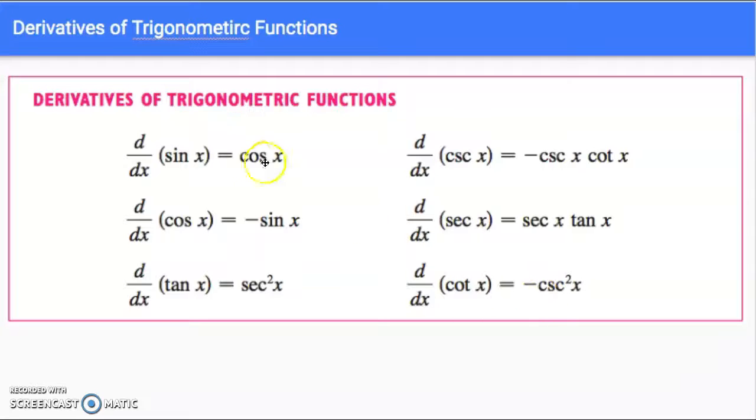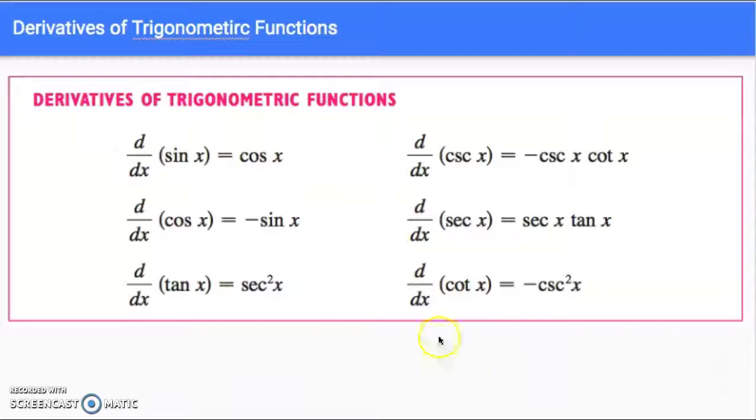Because remember, sine and cosine go together. Sine squared plus cosine squared equals 1. So that kind of reminds you that sine's derivative is cosine. Cosine gives you sine. Tangent and secant go together in your Pythagorean property. So that's why for tangent you get secant, and for secant you get tangent. And then cosecant and cotangent go together. Cosecant gives you a cotangent, cotangent gives you a cosecant.